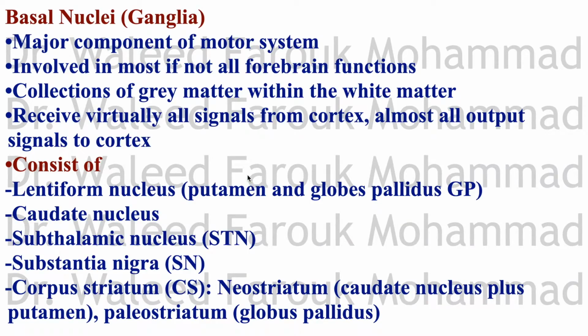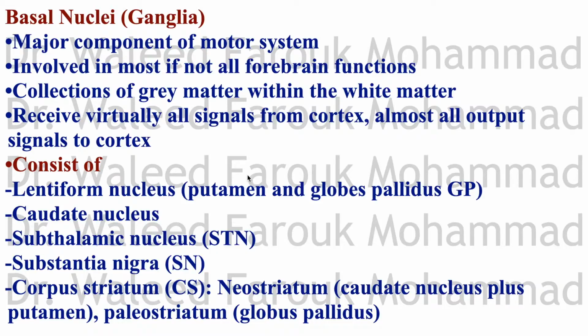The basal ganglia are collections of gray matter inside the white matter of the brain, and they are involved in most of the four brain functions and connected to virtually all signals from the cortex. So it's a kind of a filtration system or association system for the impulses going to or from the brain.